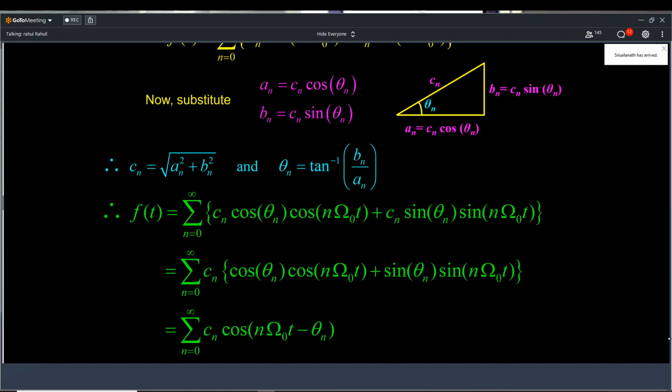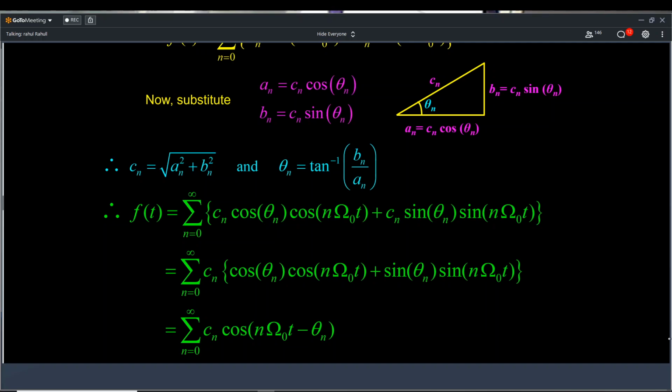Whereas if you are having the regular substitution, that is an = cn cosine of theta n and bn = cn sin of theta n. With this substitution, we should be able to calculate cn = under root of an square plus bn square, and theta n will be equal to tan inverse of bn by an.